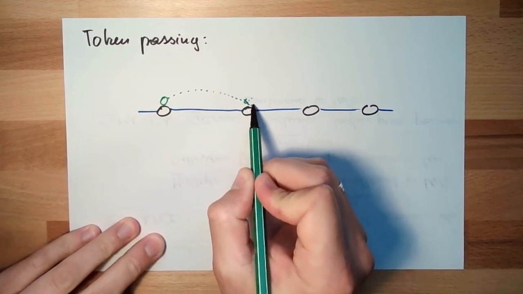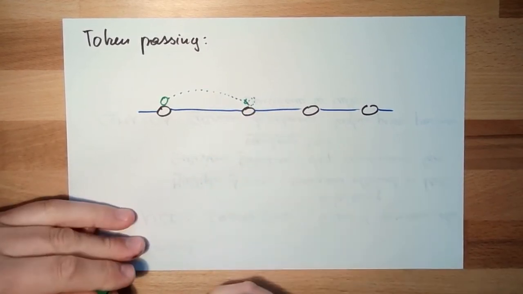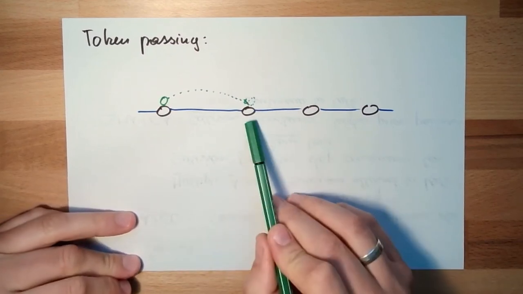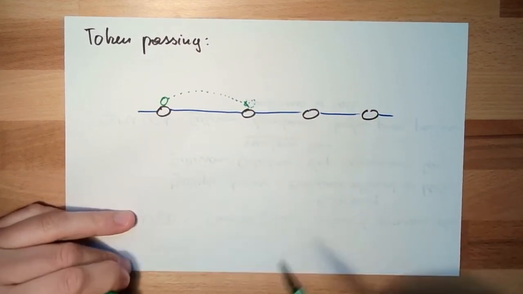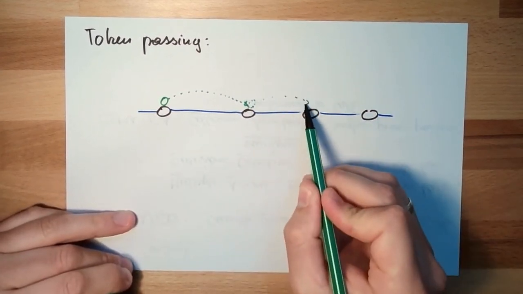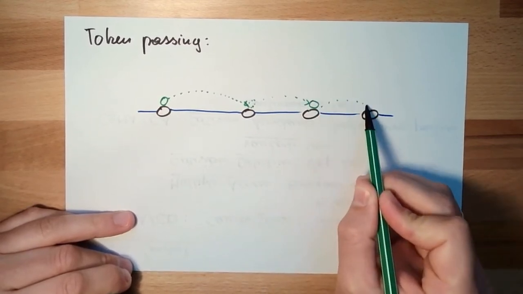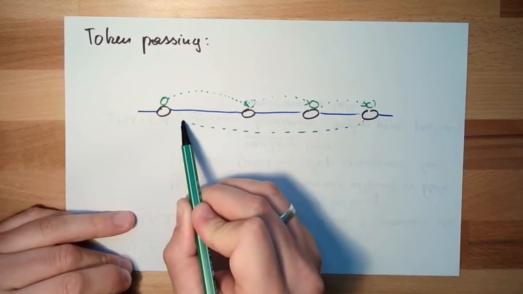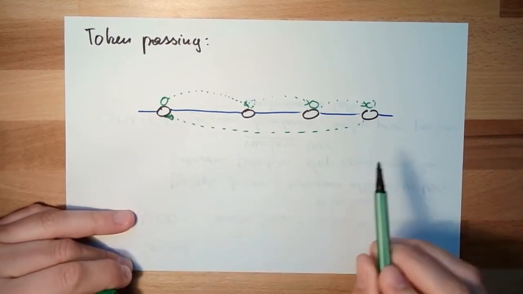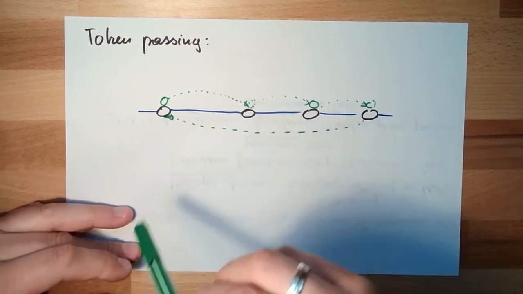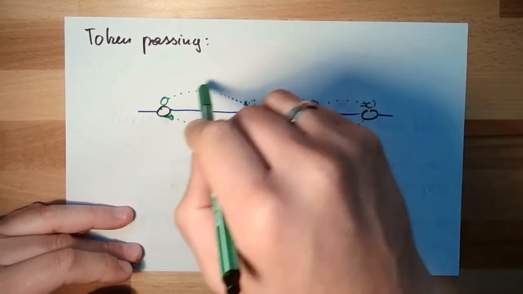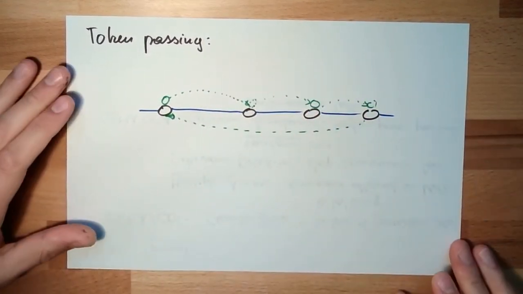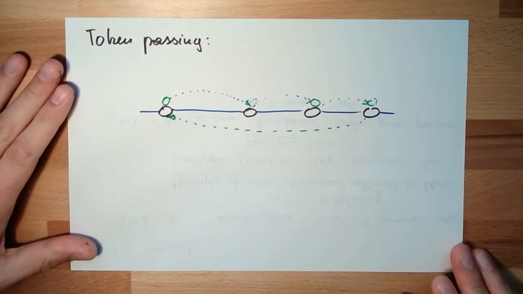Now this one is allowed to talk, and this will then pass through all participants on the bus and then start over. Okay. So the token is going around all participants, and everyone is allowed to talk at one point in time.